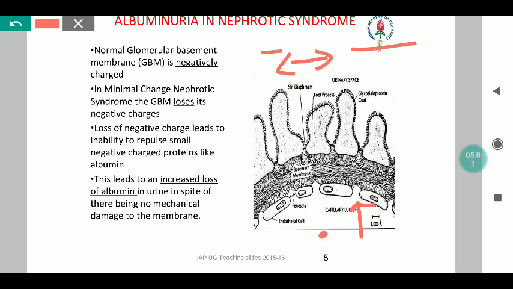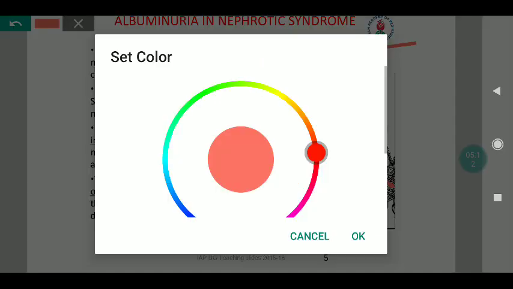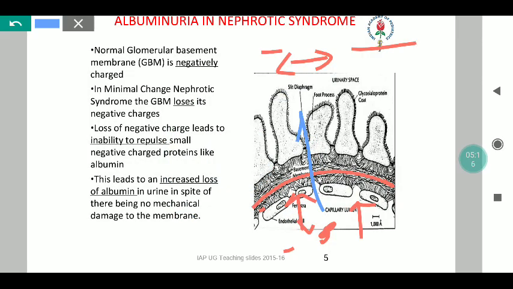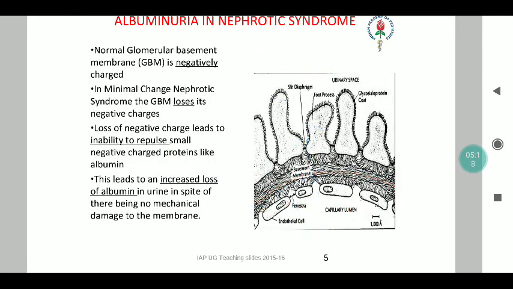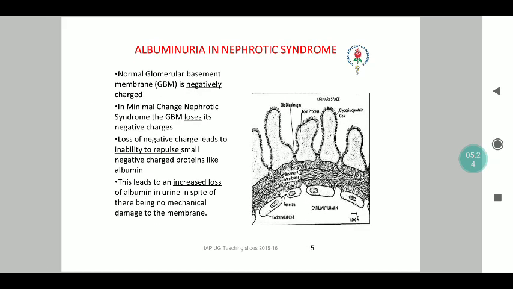So this was the albumin which was here. This was negatively charged. This is also negatively charged. This used to repel each other. Because it is not repelling each other, what happens is it goes straight through. So that is the basis of albuminuria in nephrotic syndrome. It is because the negative charge entity is lost out.